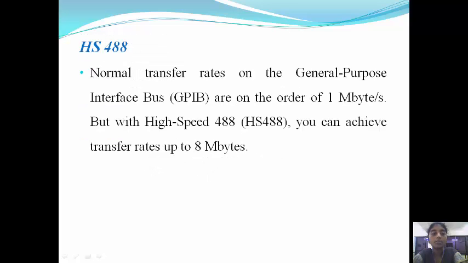Now let us discuss HS488, that is, the high speed 488 bus. This is more advantageous when compared with the general purpose interface bus. Normal transfer rates on the general purpose interface bus are only on the order of 1 megabyte per second, whereas the high speed 488 bus can achieve transfer rates up to 8 megabytes. That is, it can transfer data at up to 8 megabytes per second.